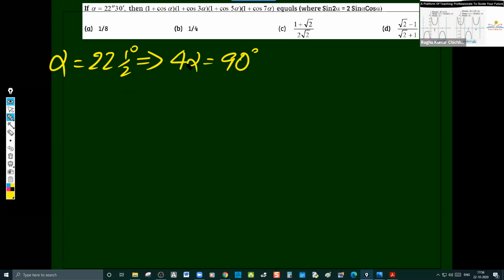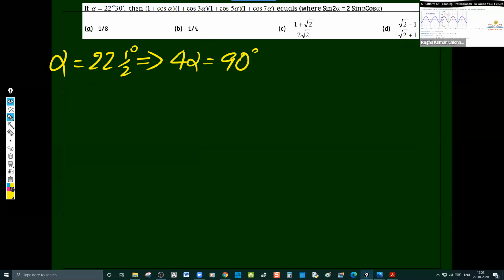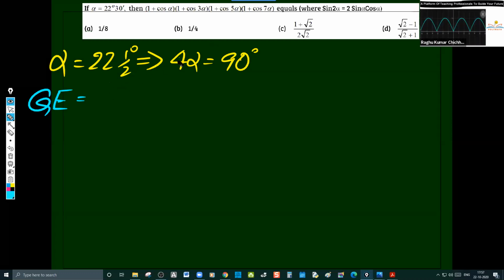So, instead of 5 alpha, you can write 4 alpha plus alpha. Instead of 7 alpha, just see this, please. Both of you, do you understand what I'm writing there? Yes, sir. He has given alpha 22.5 degrees. What I did, I converted it to a standard value, 90 degrees.